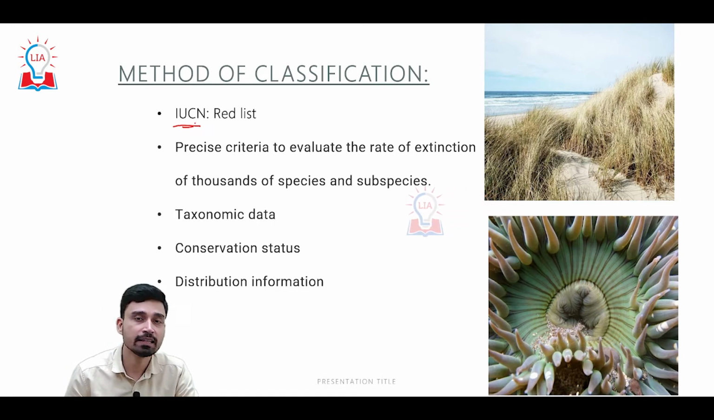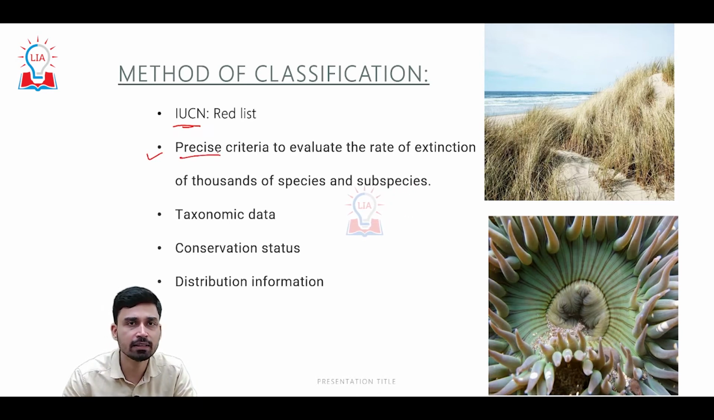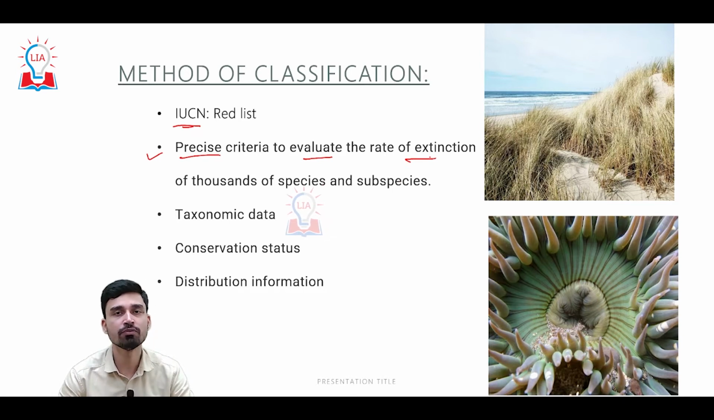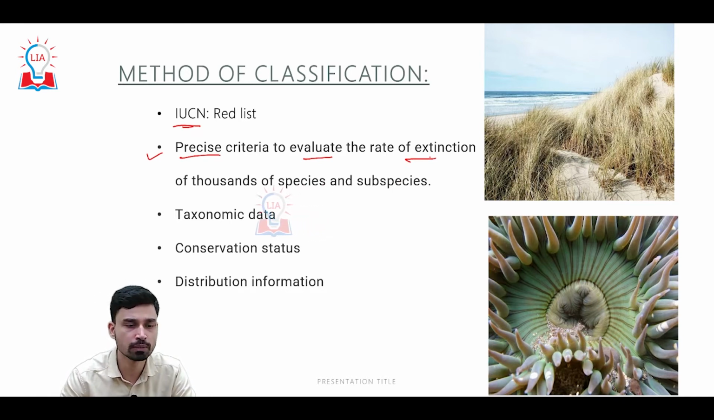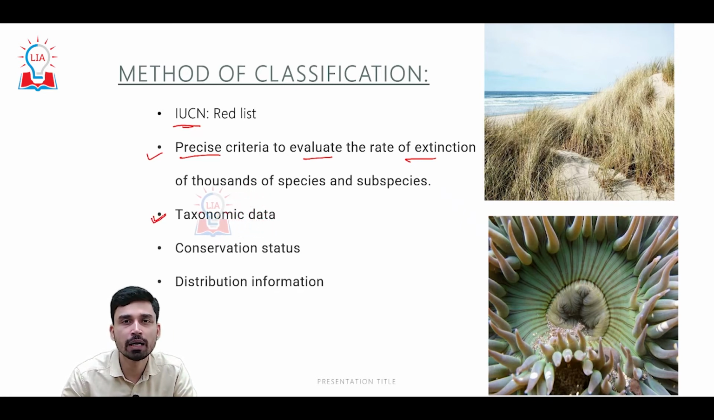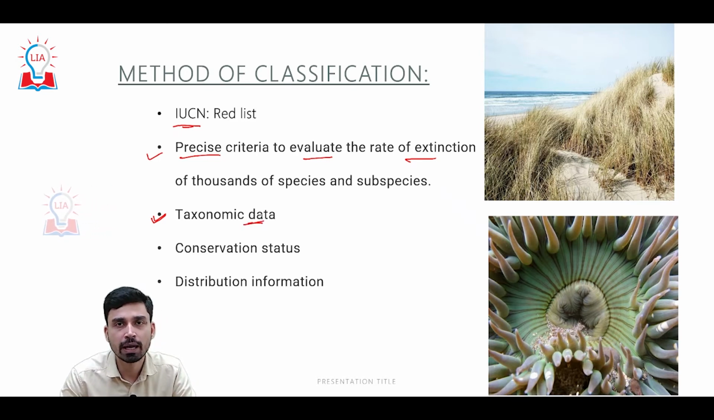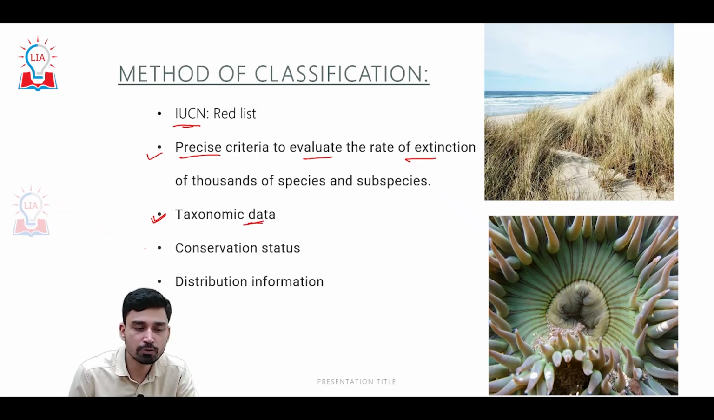And it is in this Red Data Book that IUCN precisely defines the criteria so that it can evaluate the rate of extinction of thousands of different species all across the world. Apart from that, in this Red List, they also give information regarding the taxonomic data. Taxonomic data means the different types or species of animals that are found all across the world, what their numbers are and what their distribution pattern is. Apart from that, IUCN also declares their conservation status.